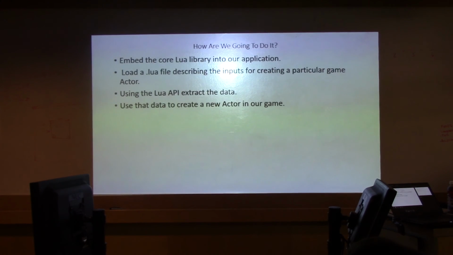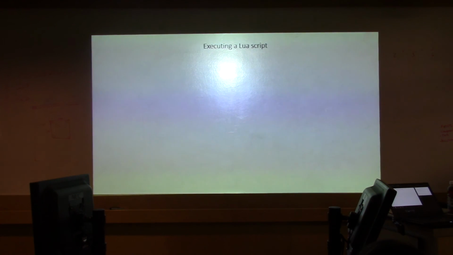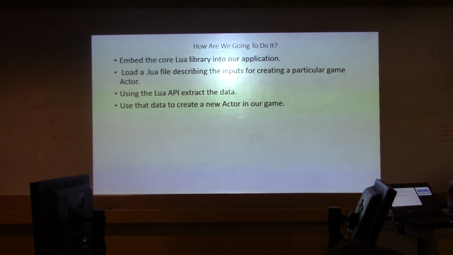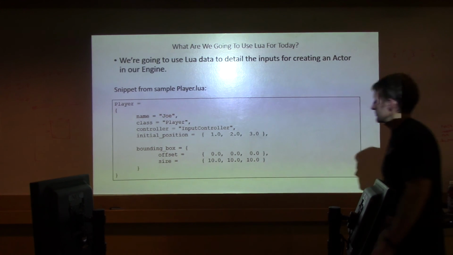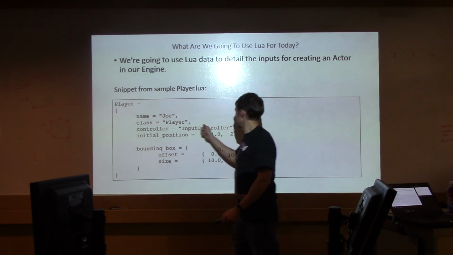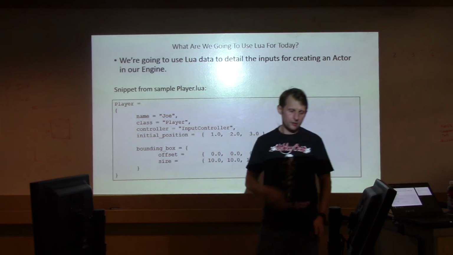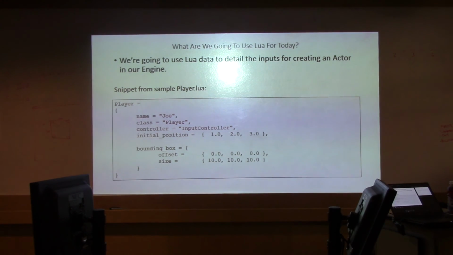Anyway, so what are we going to do, and how are we going to do it? We're going to embed the core Lua library into our application. Then we're going to load a Lua file describing the inputs for creating a particular game actor, which is this. And then we're going to use the Lua API to extract the data, which is pretty much this, and this.